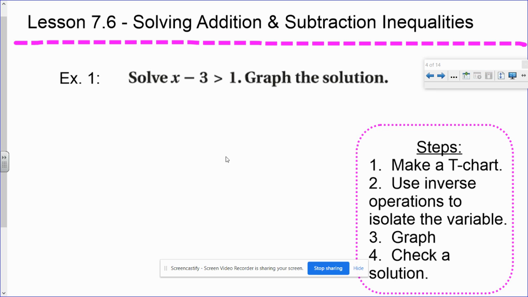Hi guys! Today we're going to talk about lesson 7.6, which is solving addition and subtraction inequalities. Very, very similar to what we did with equations.